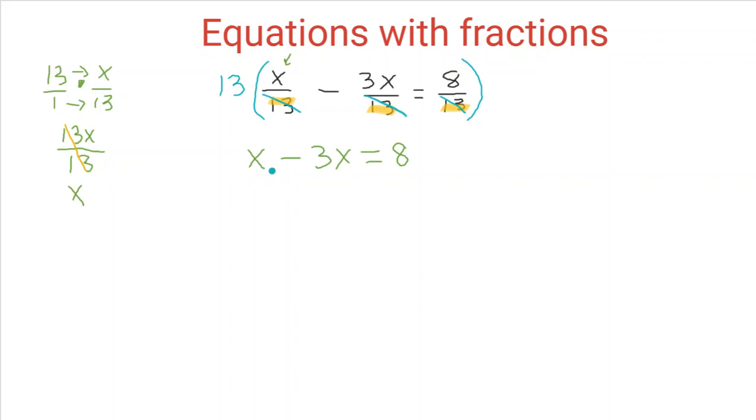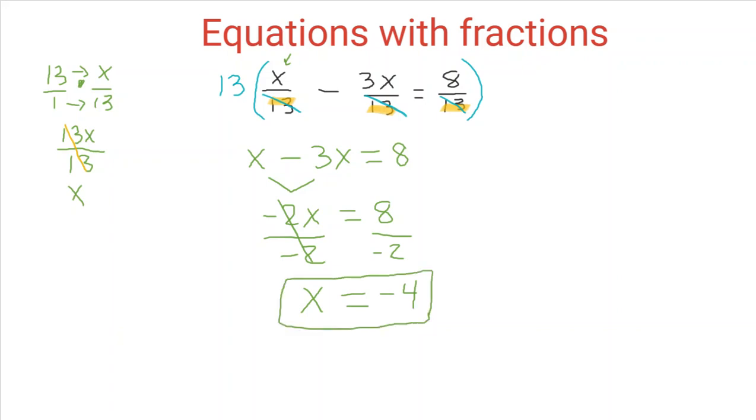And now from here, I could just solve it like a regular equation. I notice right away that these two are like terms, so I would do x minus 3x, which is negative 2x. And then I want to get x by itself. This is negative 2 times x, so I can divide by negative 2 to get rid of that and leave me with x. But I have to do the same thing to the other side. So 8 divided by negative 2 is negative 4. So negative 4 would be our final answer.